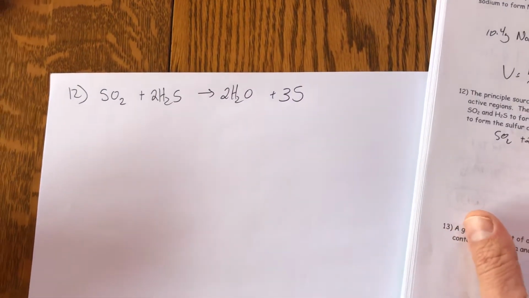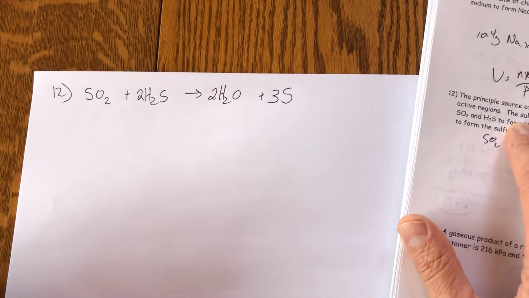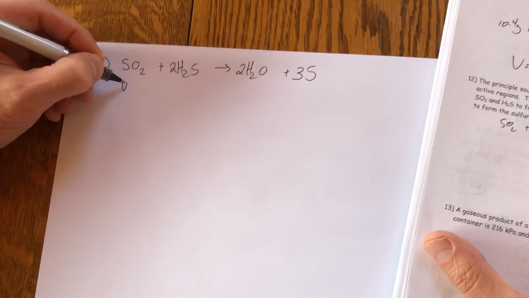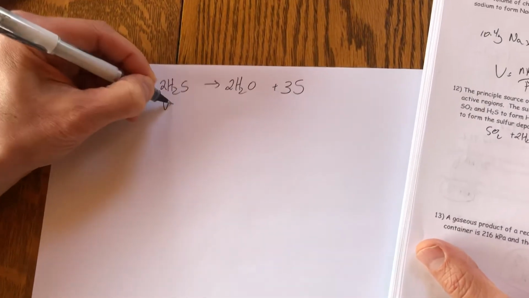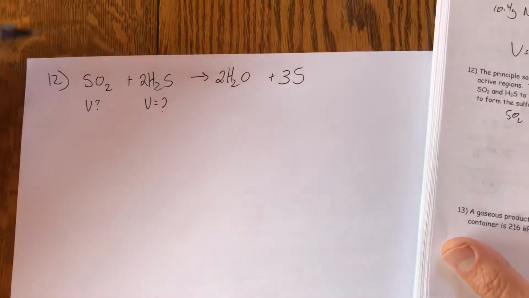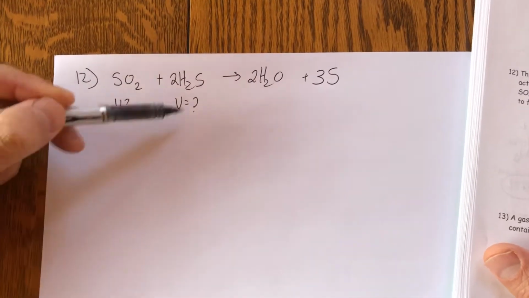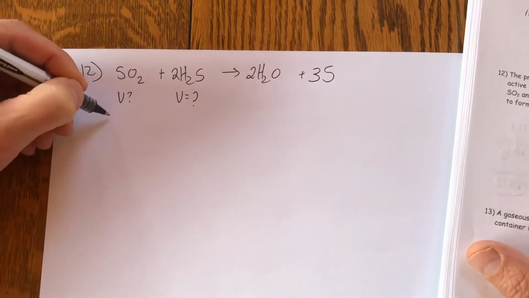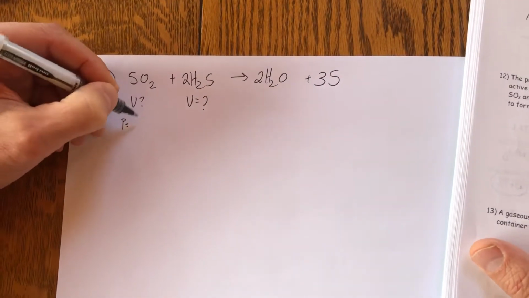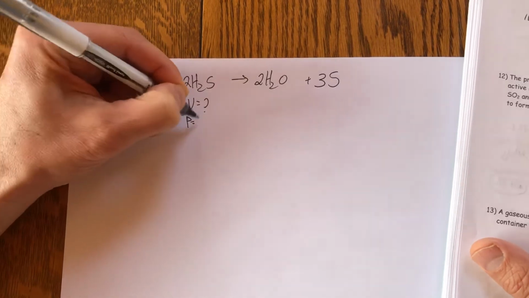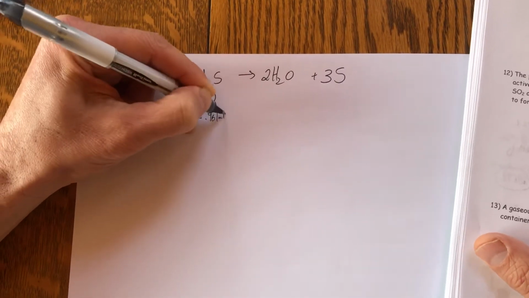Okay, so as we read the problem, I think it's helpful to write down the information. So the question is, what's the volume of each gas? So we're going to have to do 2 PV equals nRT problems. All right, so we need the volume of each gas. The pressure is going to be the same both times, so it's 0.961 atmospheres.